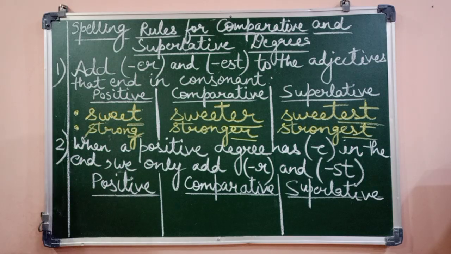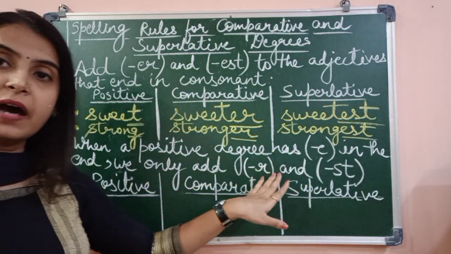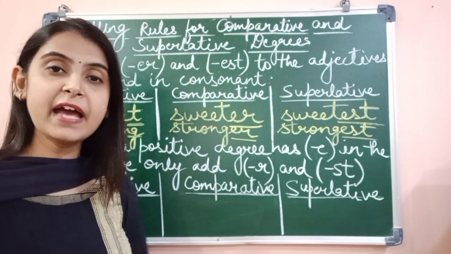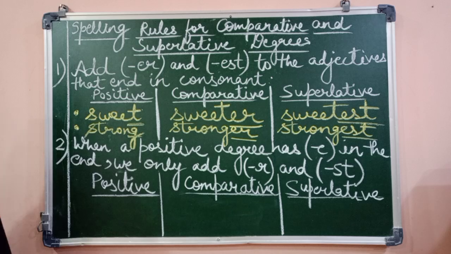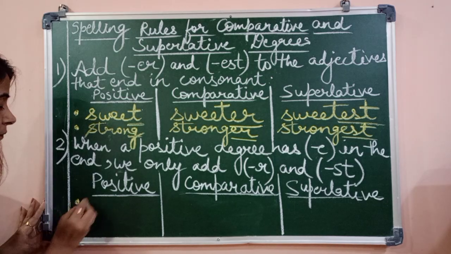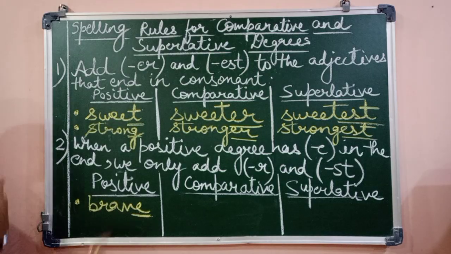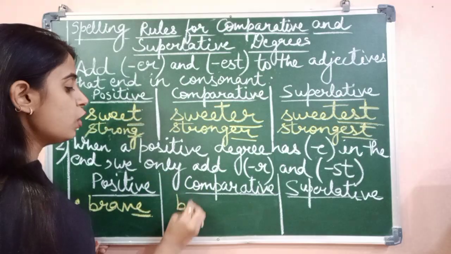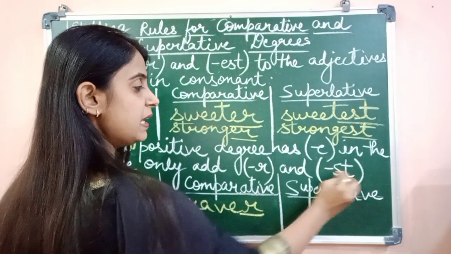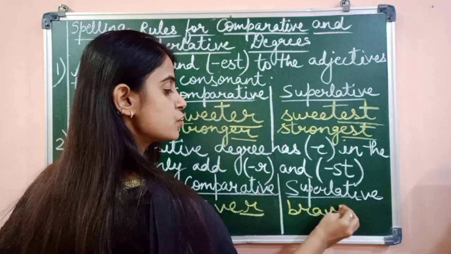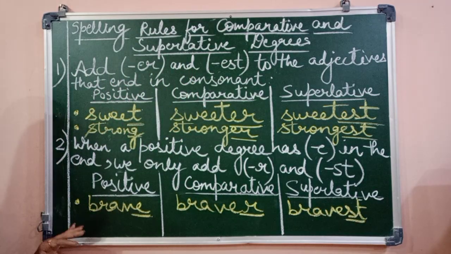The second rule says when a positive degree has E in the end, we only add R and ST to make comparative and superlative. Now there are some adjectives which end with E, for example, brave. So the rule says if an adjective has E in the end, we only add R. To make comparative degree, we only add R, and to make superlative, we add ST. So it becomes brave, braver, bravest. I hope the second rule is clear.